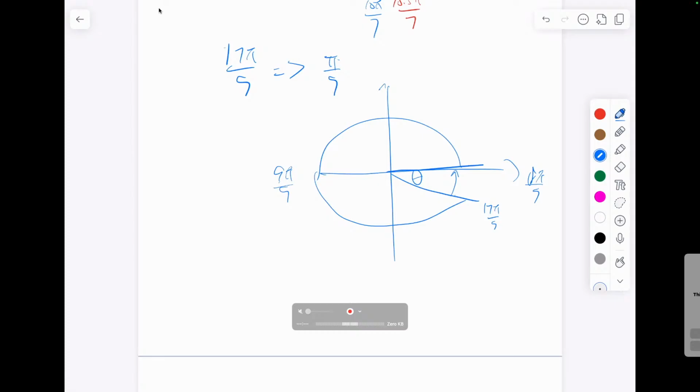Let's say I'll give you a weird one. Let's say 8 pi over 19. Oh, sorry, let's not do that. Let's do 14 pi over 19. So which quadrant would it belong to? You gotta ask that question. Yes, it's correct. What's the reference angle of 14 pi over 19?